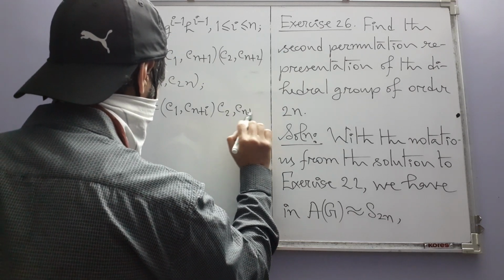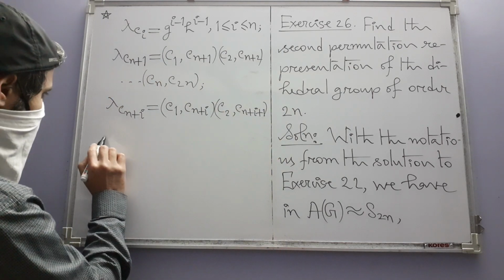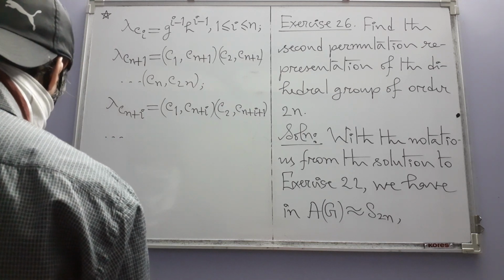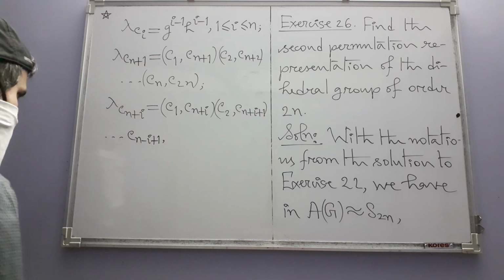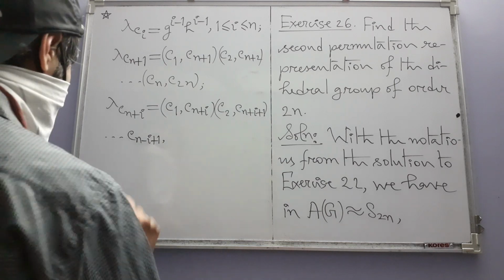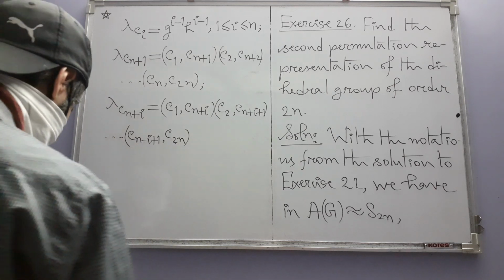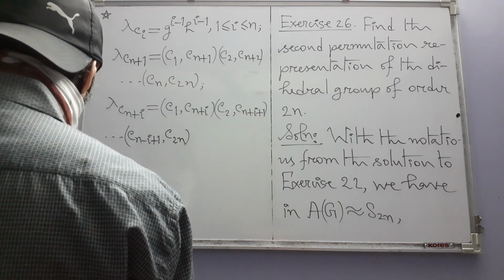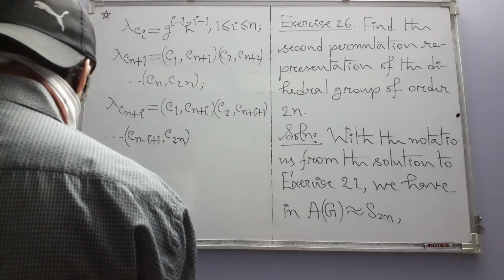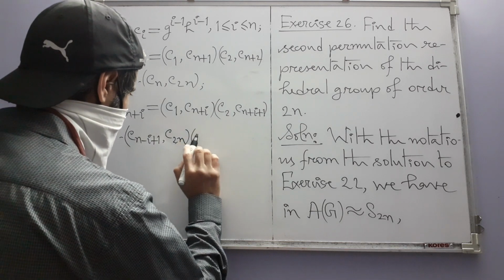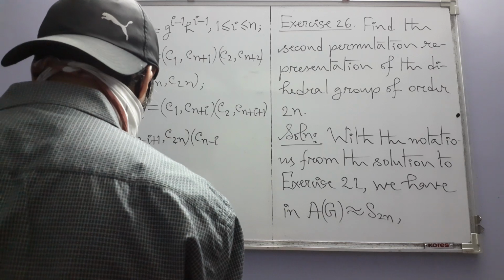N plus i plus 1, and going like this we eventually reach Cn minus i plus 1 at some stage, and there we couple that with C2n. That's how it turns out to be. Am I writing it correctly? Let me see. N minus i plus 1 C2n, yes. And next n minus i plus 2, yes.